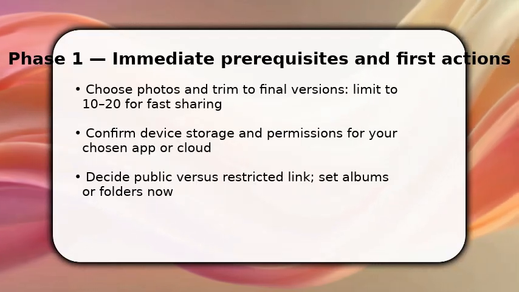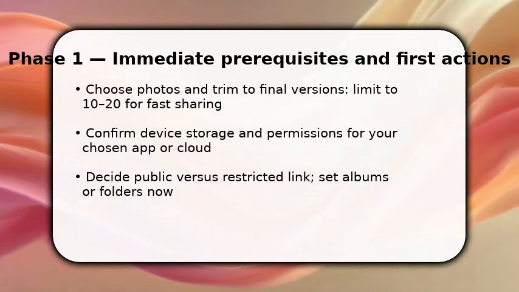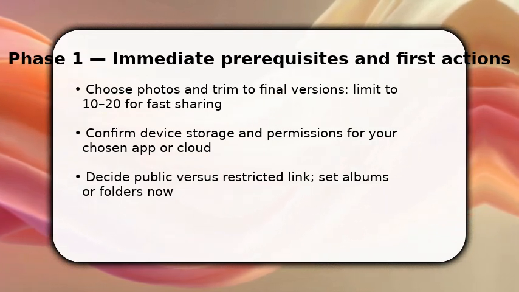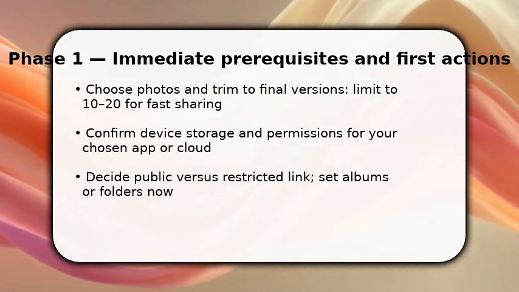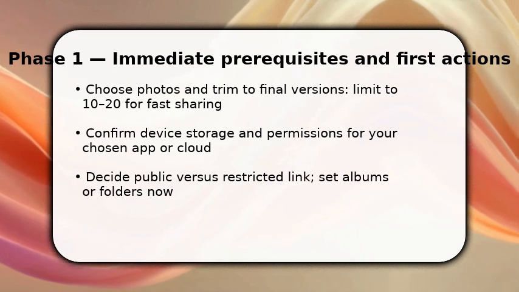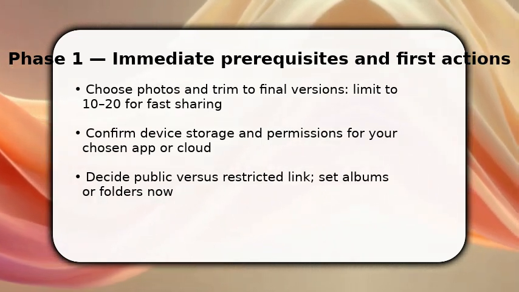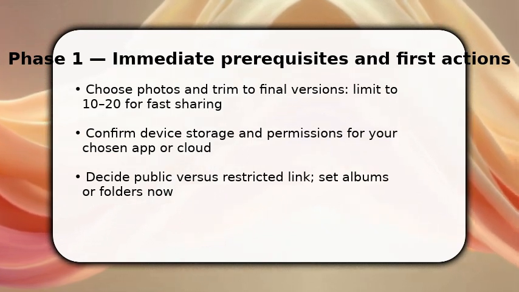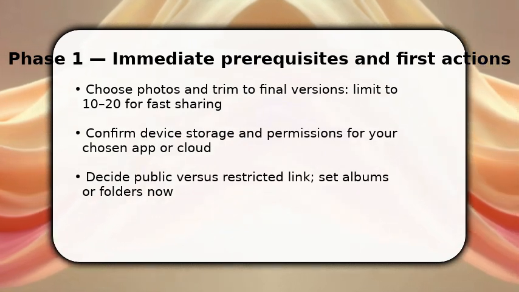You begin by picking the exact photos you want to link. Be decisive, fewer files mean faster uploads. Once chosen, open your cloud or sharing app and make sure it has permission to access photos, otherwise the process stops before it starts. Also decide why you're sharing, public link for broad access or restricted for specific viewers. Doing this upfront avoids backtracking. Finally, create a new album or folder and move your final images there so they're organized for the next steps.